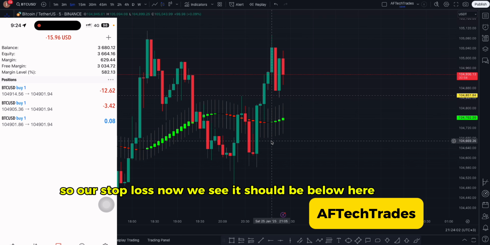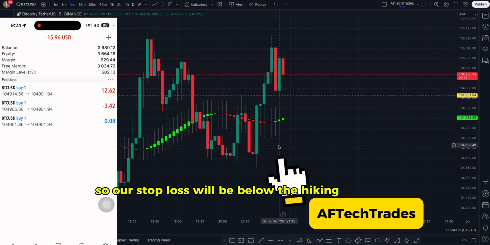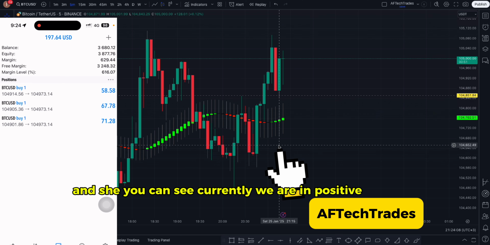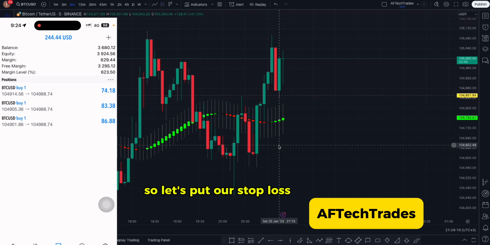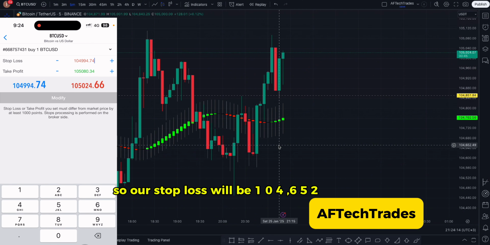So our stop loss now, we say it should be below here. You can see this place. So our stop loss will be below the Heikin Ashi. You can see currently we are in positive. So let's put our stop loss. It's very important, just in case. So our stop loss will be 104,652.